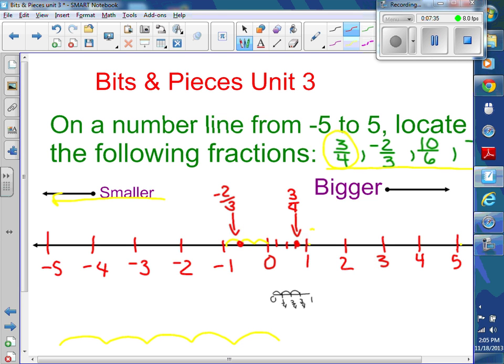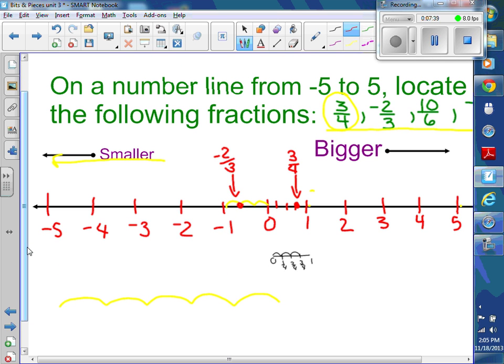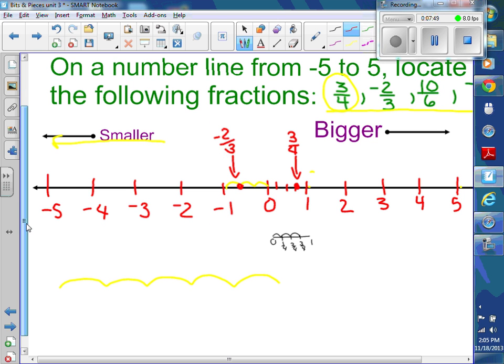Does that make sense? Wouldn't that be -2/4? Oh wait, no, never mind, because I made 3 jumps that time. Why couldn't you just call it 1? Because I was trying to place this -2/3 up there. Right here.